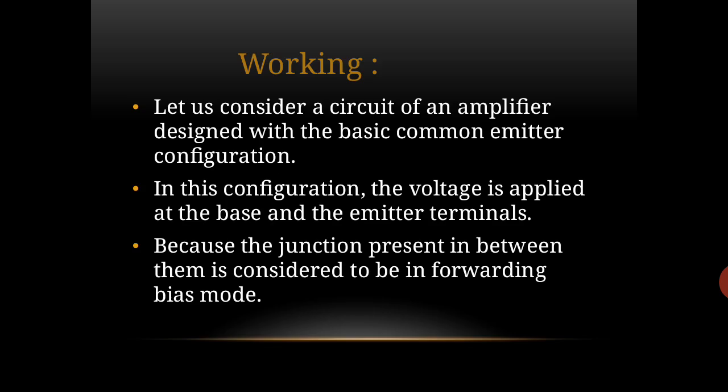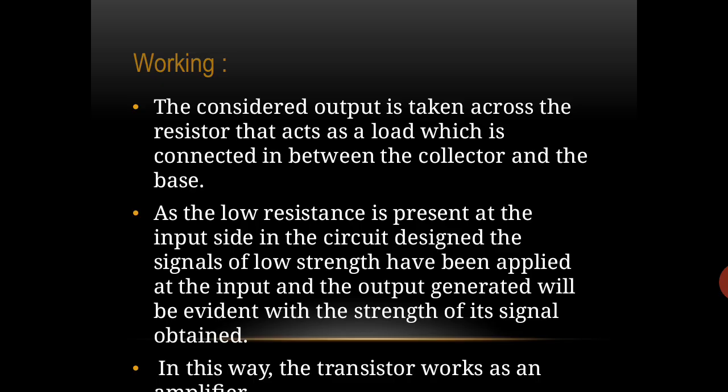Now we need to understand the working of the transistor as an amplifier. Let us consider a circuit of an amplifier designed with the basic common emitter configuration. In this configuration, the voltage is applied at the base and emitter terminal, because the junction present between them is considered to be in forward biasing mode. Okay, so we need to keep this forward bias. The output is taken across the resistor that acts as a load, which is connected between the collector and the base, as I showed you in the figure.